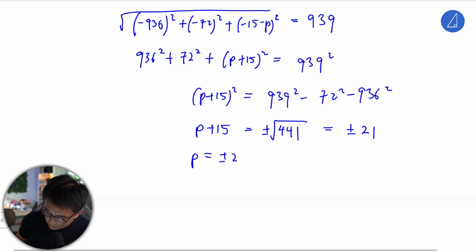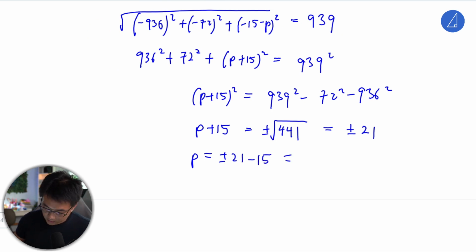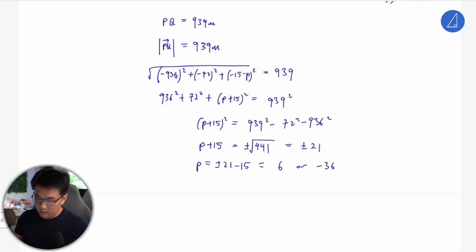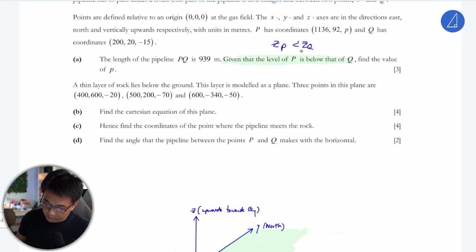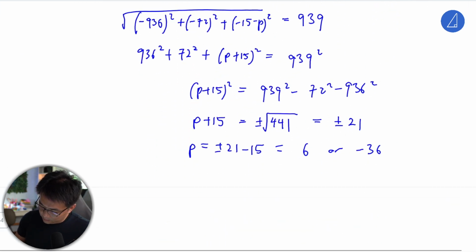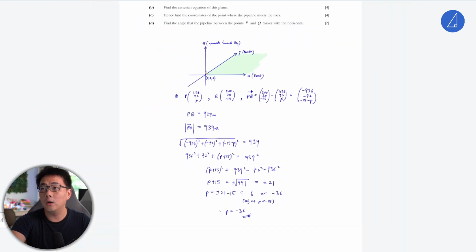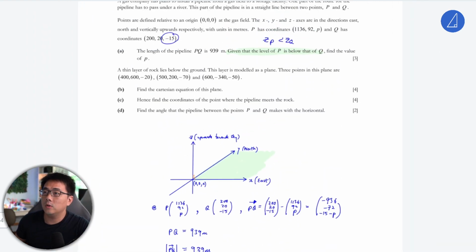So P would be either 21 minus 15, that would be 6, or negative 21 minus 15, that would be negative 36. But because we are given that the Z of P is less than negative 15, the first should be rejected as P is less than negative 15. So P is negative 36. There you go, we got the first answer. I think the subsequent part should be quite okay.